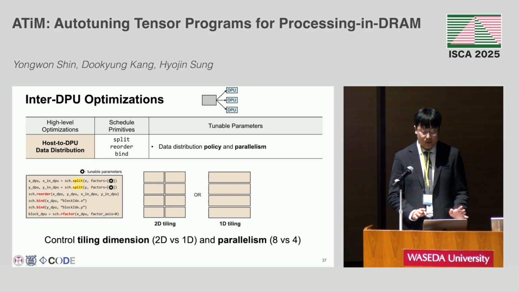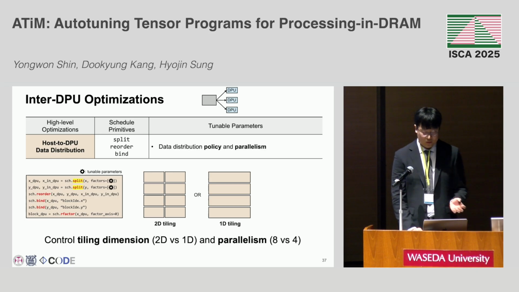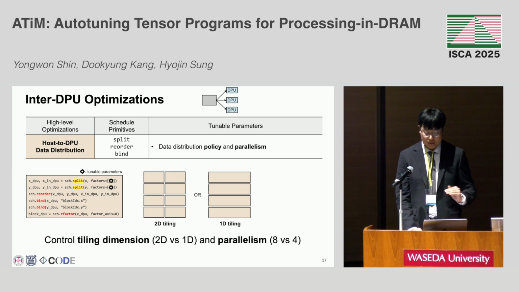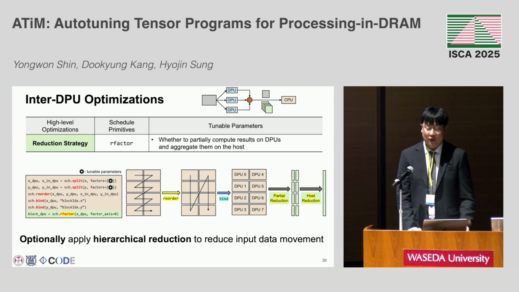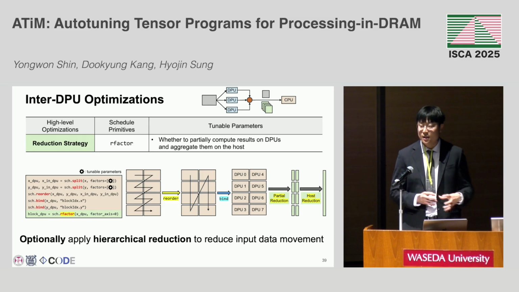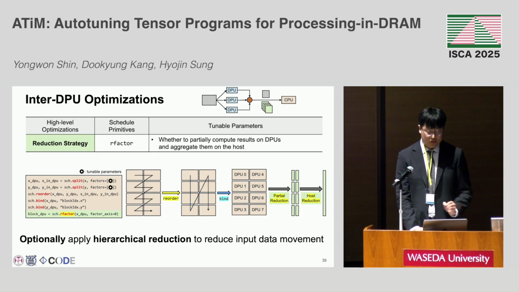How tensor data is divided across DPUs greatly impacts DPU-level parallelism and data movement. ATiM controls how the data is split, choosing the tiling dimension for efficient data movement and parallelism at the inter-DPU level using the split primitive. And ATiM can assign each tile to a DPU in any desired order by combining reorder and bind primitives. For reduction workloads, ATiM can optionally perform hierarchical reduction, first computing partial results on the DPUs, then aggregating the final result on the host side. This approach has a trade-off. It reduces input data movement, but increases output data and requires extra reduction cost at the host side.